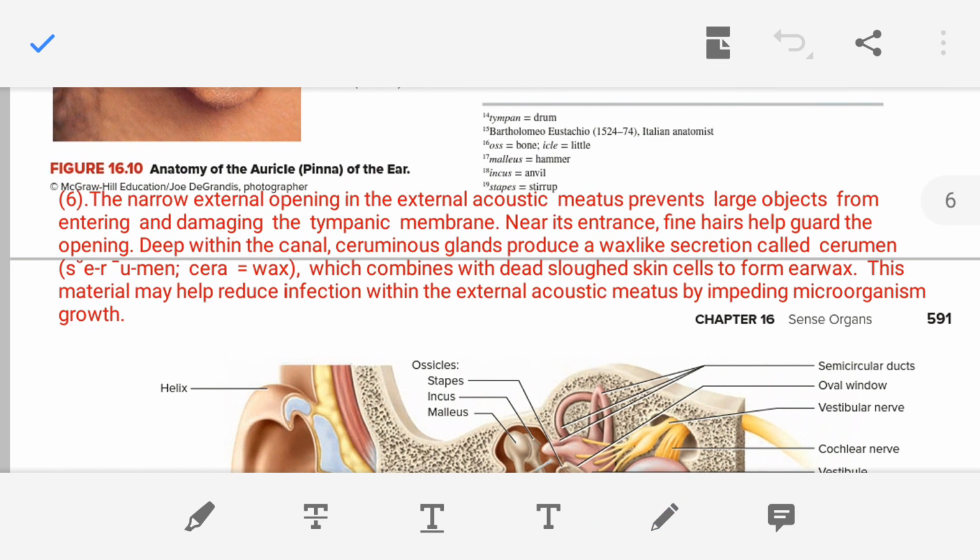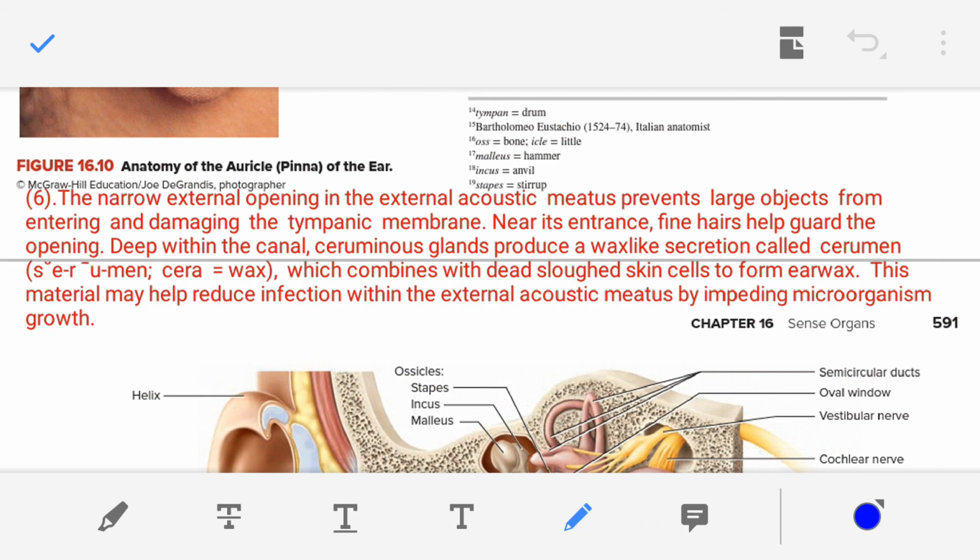Now what is the usefulness of earwax? How is this earwax helping us? This material, earwax, helps reduce infection within the external acoustic meatus by impeding microorganism growth. So microorganisms, let's say bacteria. As the earwax is present in the external acoustic meatus, the bacteria cannot grow, they cannot reproduce, they cannot survive as the earwax is present.